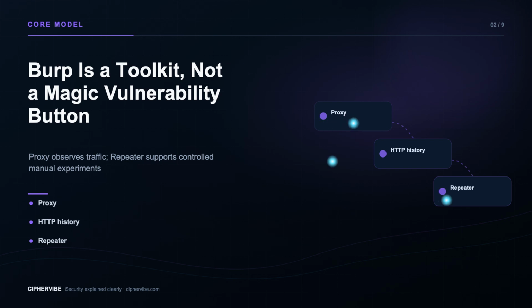Proxy sits between the test browser and the application. Intercept can hold a request before the server receives it. HTTP history records traffic that passes through the proxy even when interception is off. Target and Scope organize the authorized application. Repeater lets you manually resend one request while changing selected values.